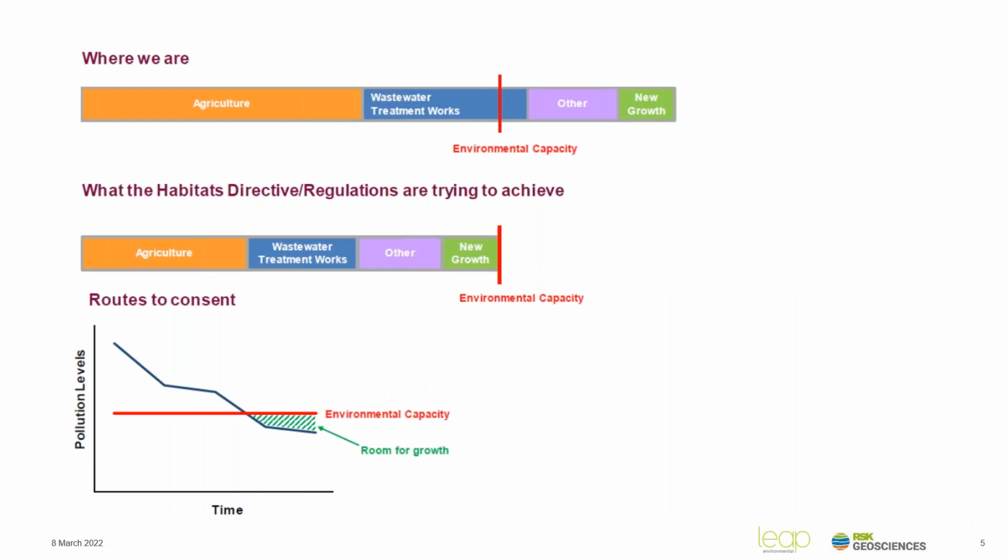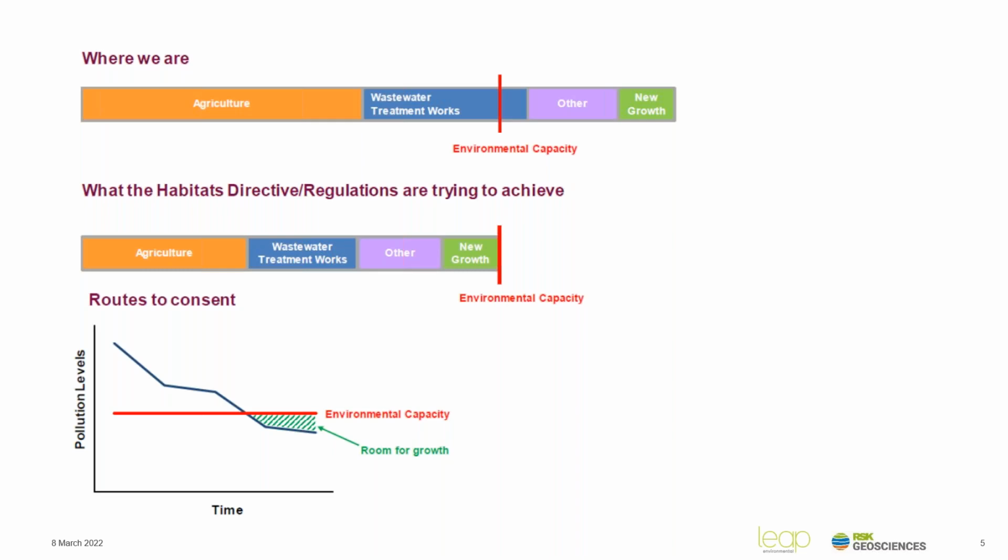The nitrogen nutrient loadings to the environment which affect these designated sites can be formed largely by agricultural sources, shown in the top bar, current status, but also wastewater treatment works inputs. And there's this mythical other, which could include road runoff or discharges from process industry, for example. You can see that they total up to exceed the environmental capacity of a designated site, above which there would be detrimental harm.